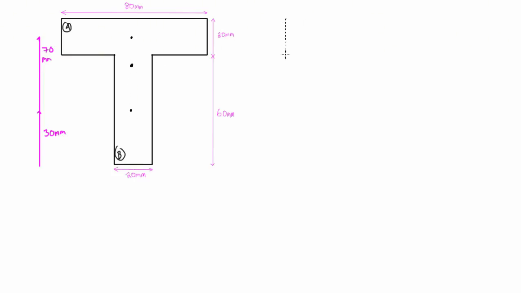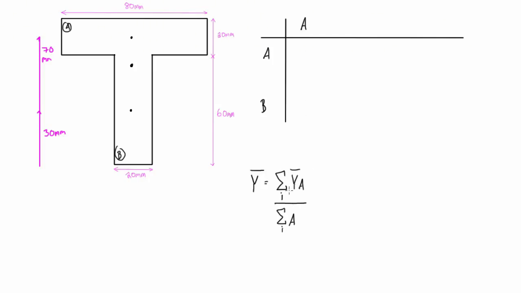Now the goal is to find the location of the centroid, which is the distance of the centroid away from the bottom. The way we're going to do that is construct a table like this. We did this in the previous video, and we'll do it again here. So we have section A, and also section B. But first we need to figure out the area. I actually write this equation right here, and this is from the statics video, if you watched those, about finding the centroids of the composite shape.